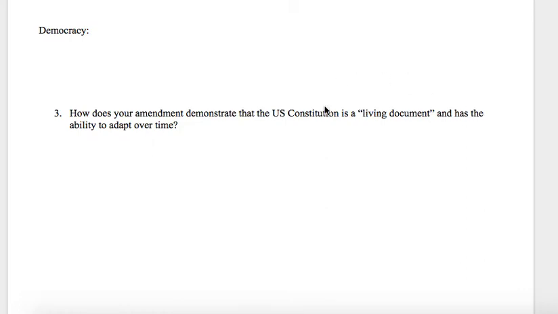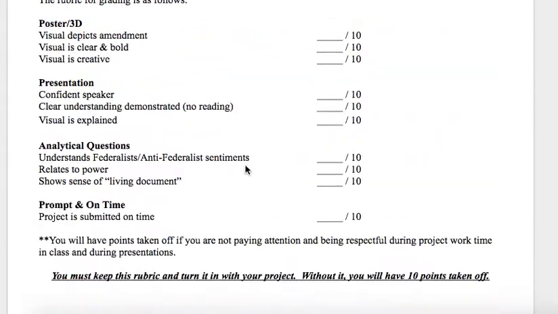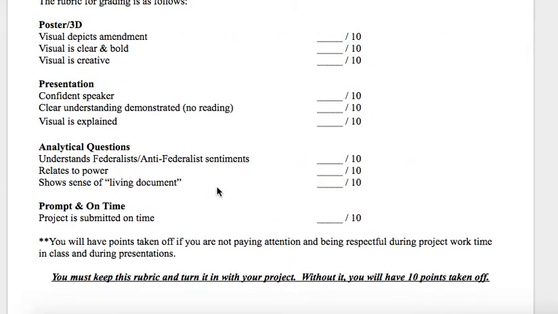So remember, Article 5, which is a V in Roman numerals, sets up the amendment process. How does your amendment show that the Constitution is stretching, changing, and adapting over time? So the last 30 points of your project are from these 3 questions on the back of the rubric.